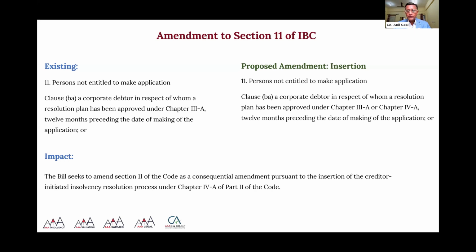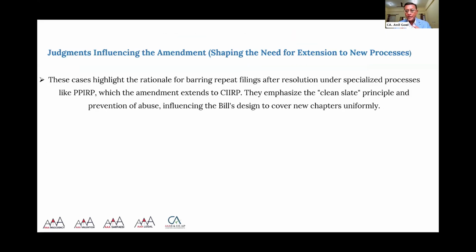That is, now the insolvency can be under chapter 3A, which is the CIRP, or it can be under chapter 4A, which is the creditor-led insolvency. That's only a consequential amendment, because the bill has introduced chapter 4A for creditor-led insolvency.